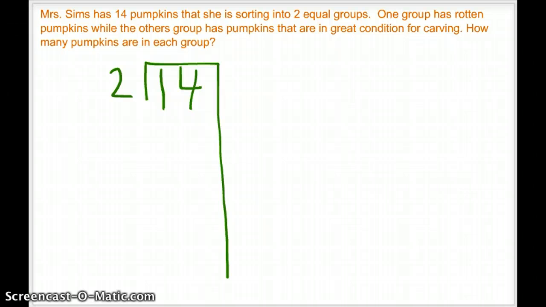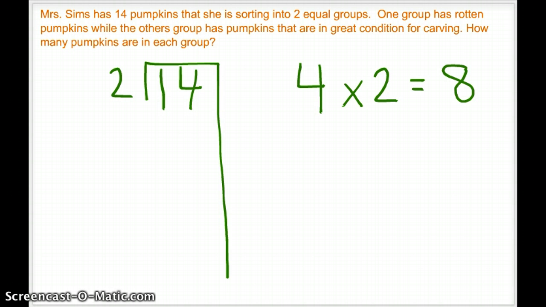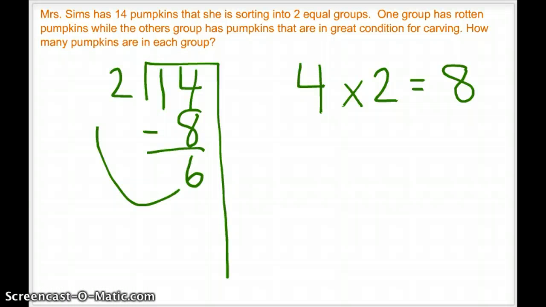Instead of putting 1 pumpkin at a time in each group, this time I want to think about putting more than 1. Let's try putting 4 pumpkins in each group at a time. If I put 4 pumpkins in 2 groups, that's like saying 4 times 2. 4 times 2 is equal to 8. So that means I've taken care of 8 of the pumpkins out of the 14 that need to be sorted. 14 minus 8 is 6. I still have 6 pumpkins that I need to sort into 2 groups.